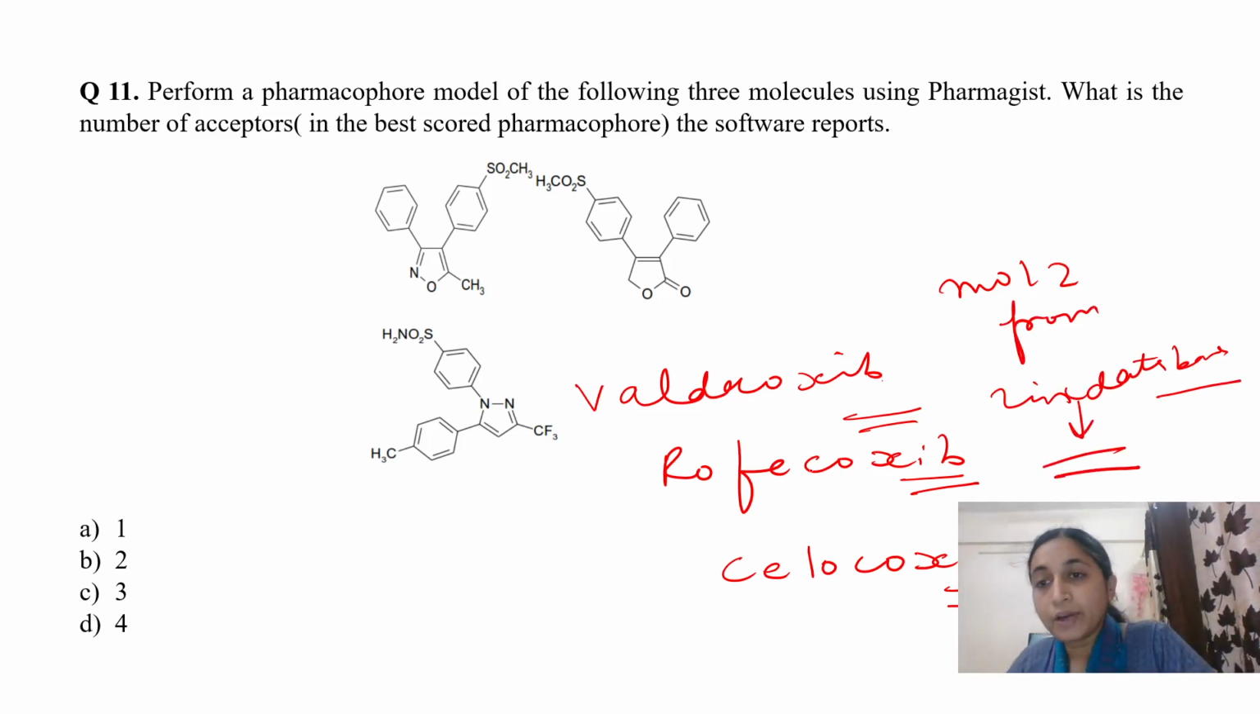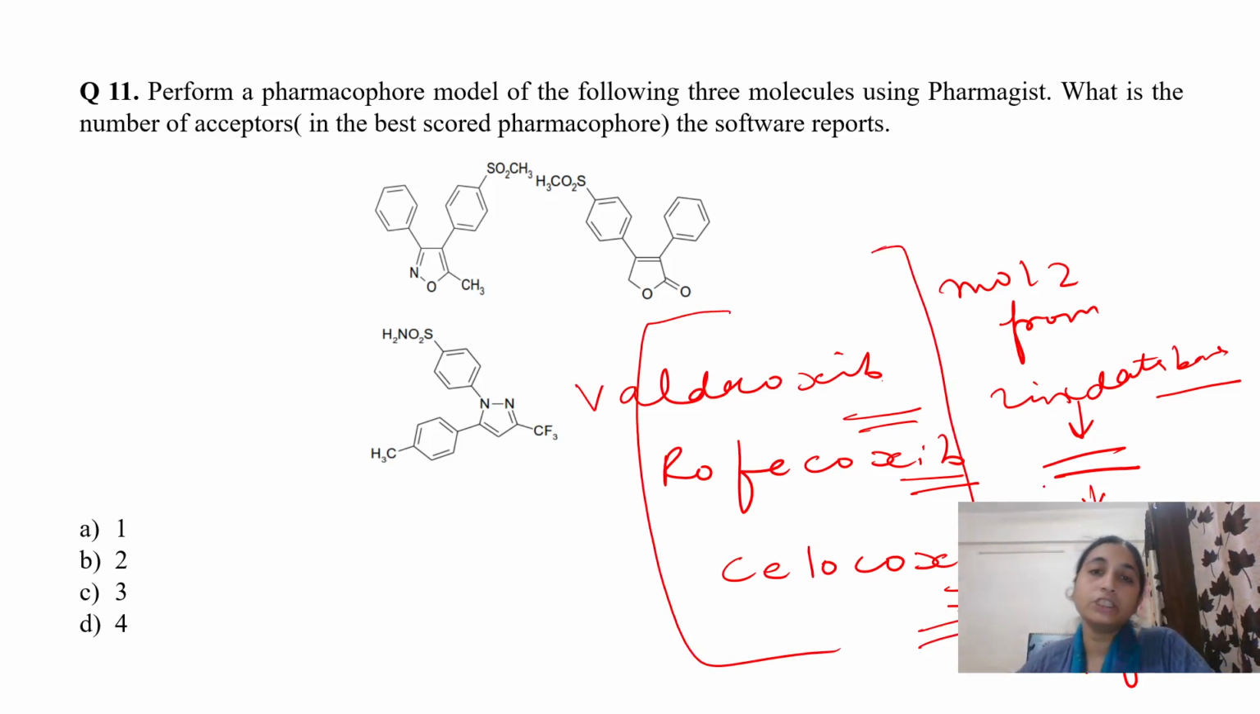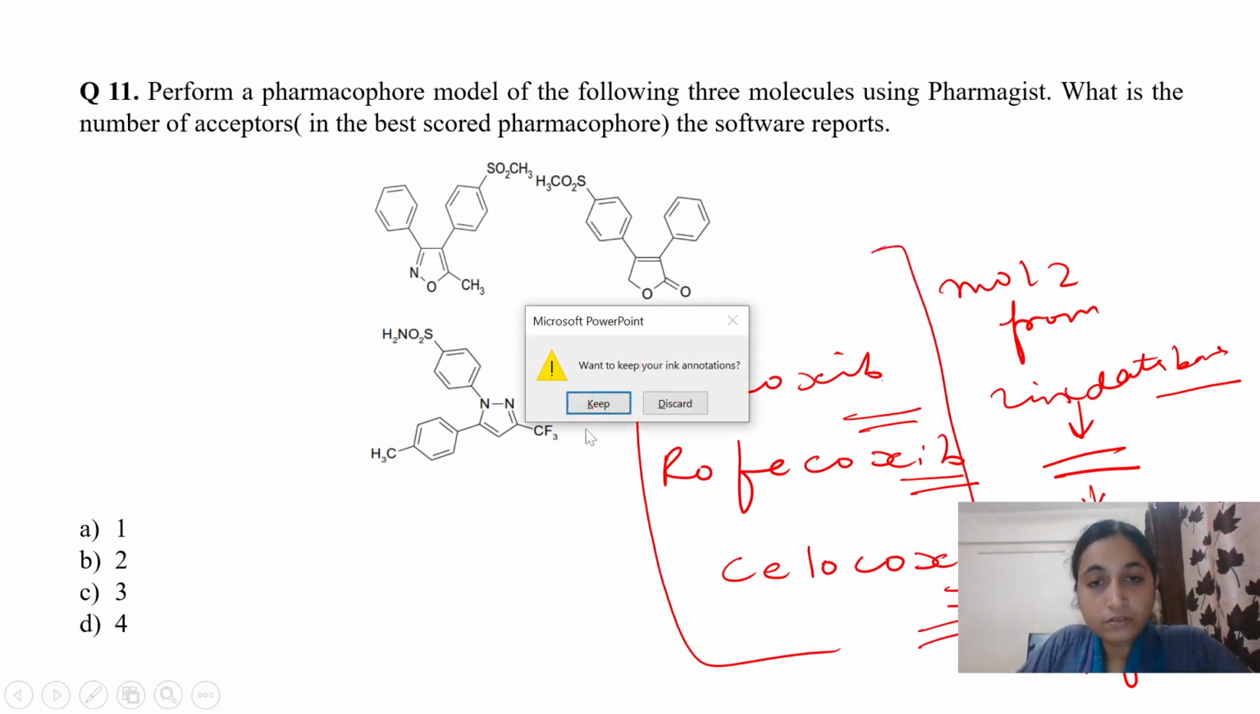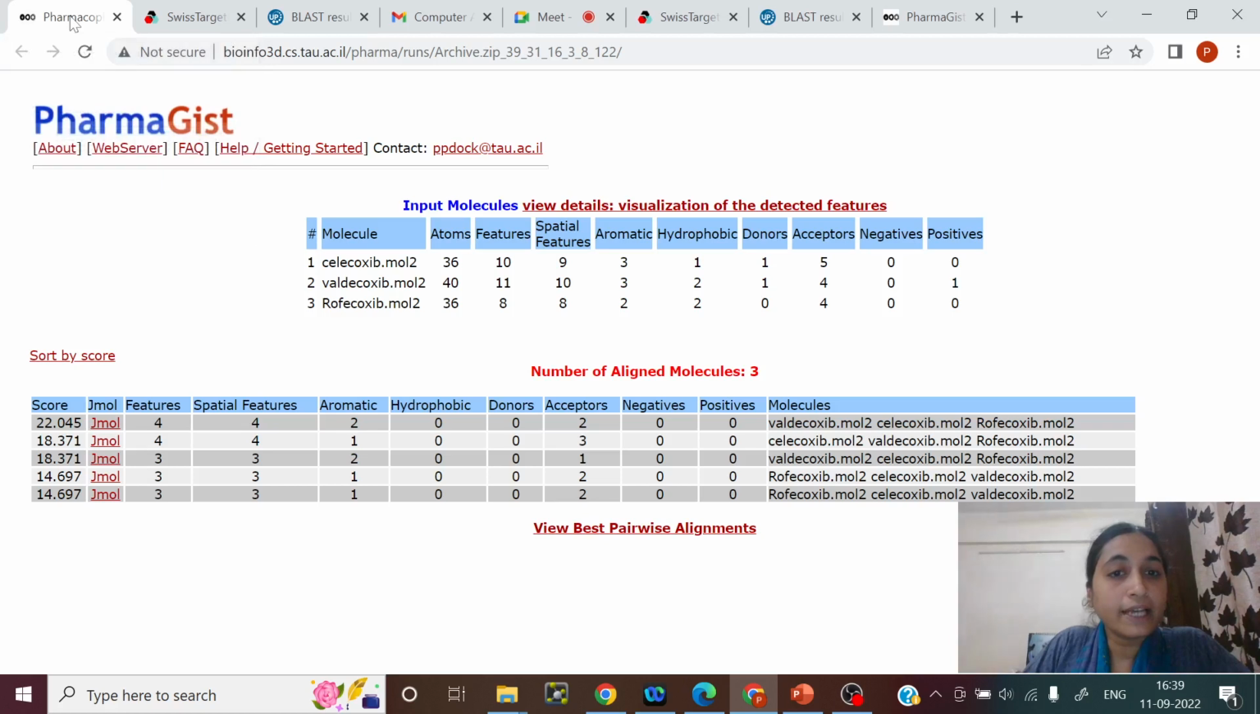Then make a zip folder, a single zip folder, with all three molecules' information available in it. Then go to this server, PharmaGist. You upload the file from here, write down your email ID and submit. After a few minutes, it will take some time, you will get the result. The result will come like this. I have submitted all the files and I got the result like this.